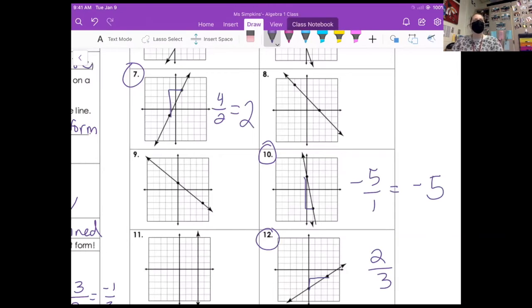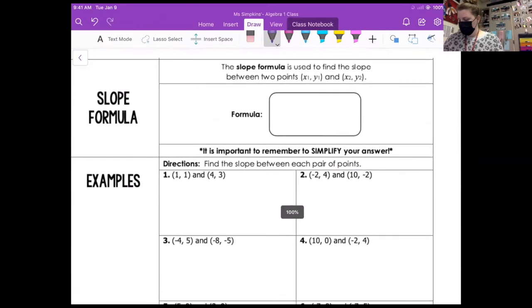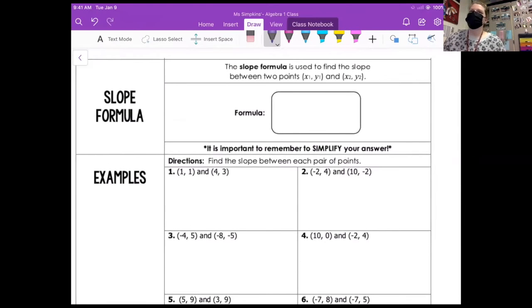It's just 2/3. Okay? But Miss Simpkins, what happens if we don't have a graph? Oh, there's a formula. Uh-oh. Well, what could we do if we don't have a graph? Make one. We could make a graph. We're not going to do that. There's a formula to find slope without using a graph.